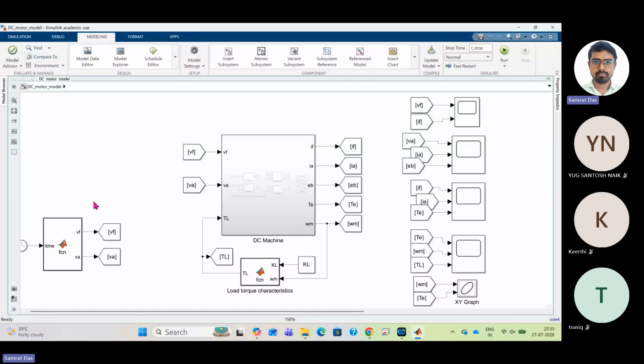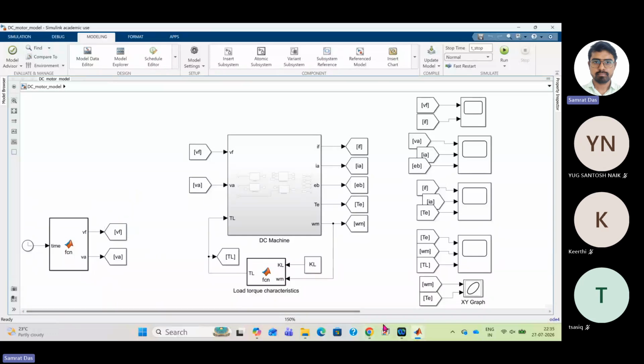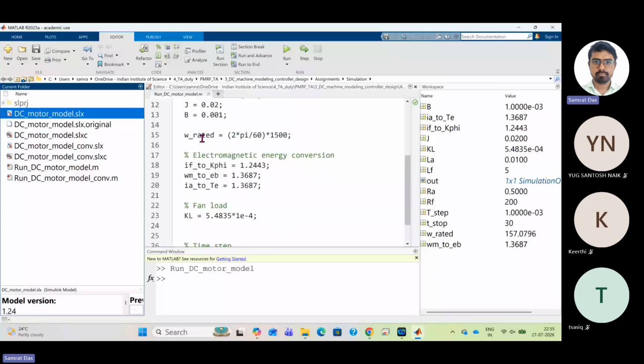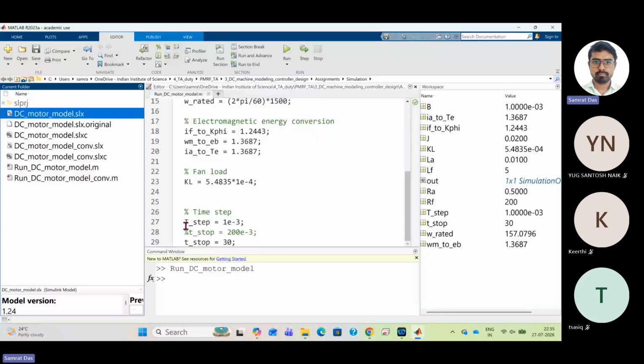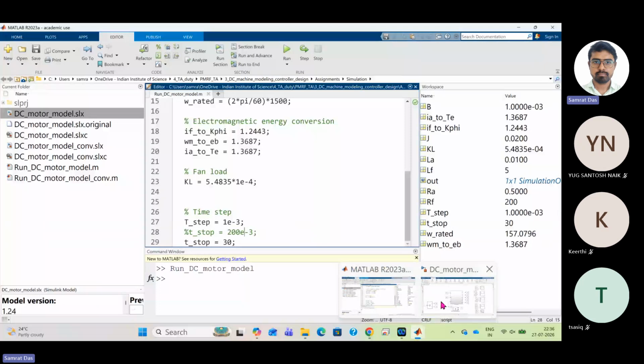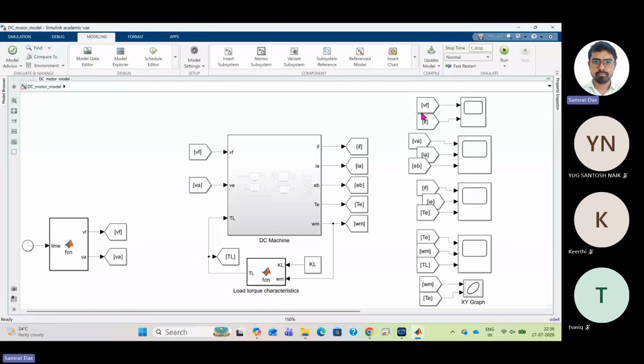DC machine model which we have seen a few classes ago, and the parameters were listed here. So I'll just focus on the step time. Step time has been taken as 1 millisecond in this case, and stop time, the simulation runs for 30 seconds. I will focus on only the field results, that is the VF, the field voltage, and IF. I will not look at other things.